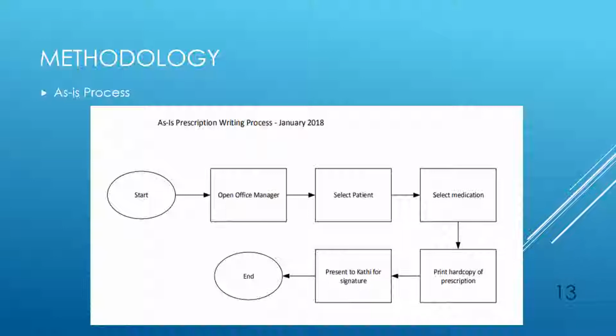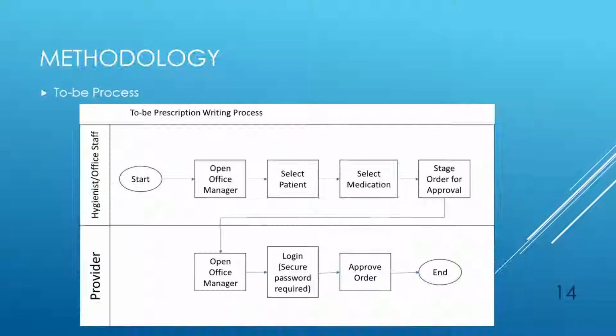To look at the to-be process, the to-be process will change that previous process in two significant ways. Number one, there will be no printed prescriptions that, if mishandled, could be forged. And number two, only the provider will be able to send a prescription to a pharmacy via electronic means by way of a secure password. This would be an important step toward lowering risk for the practice.